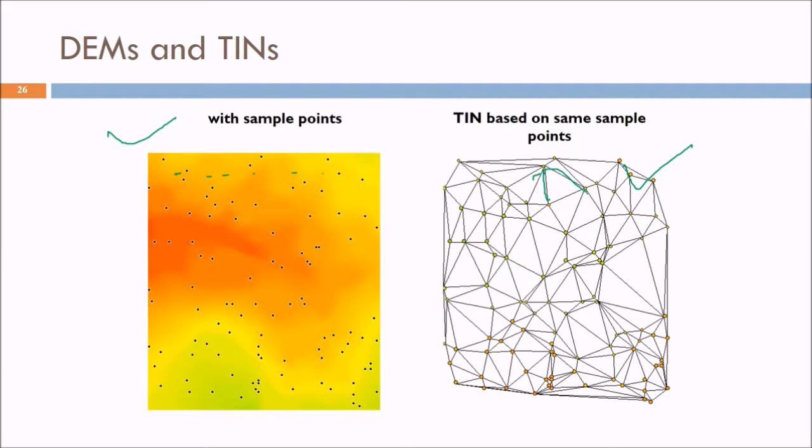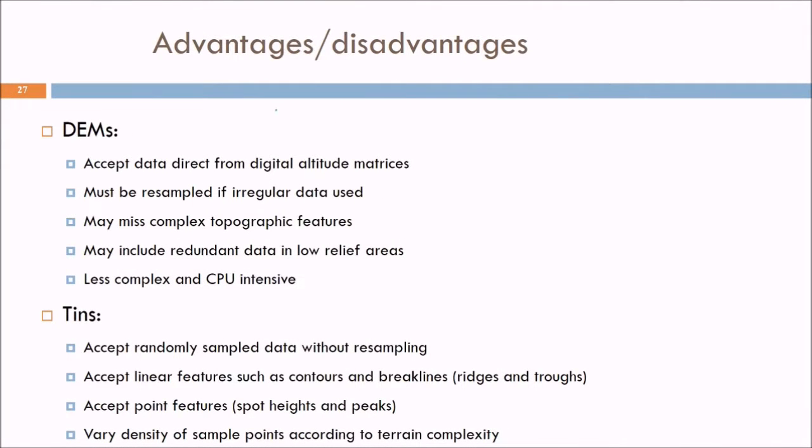So these are the triangles, you see the faces, and all the points have equal elevation at one triangle. So what are the advantages and disadvantages of DEMs and TINs? DEMs accept data directly from the digital altitude matrices.